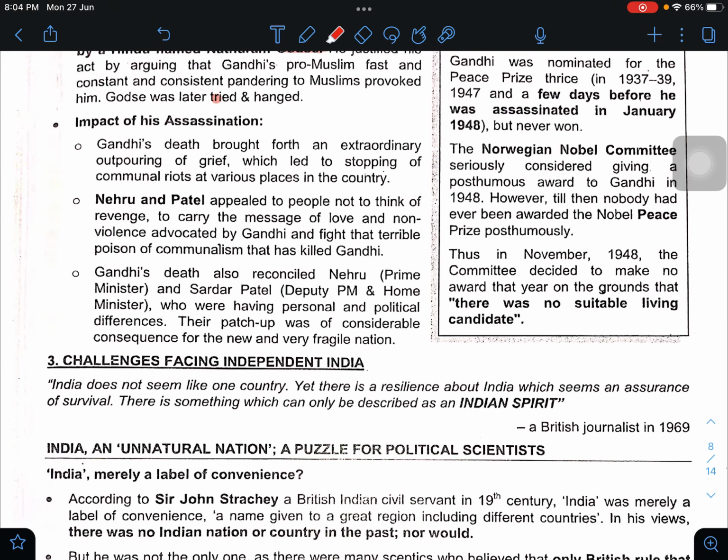Gandhi's death also reconciled Nehru and Sardar Patel, who were having personal and political differences. They were also doing some shadow boxing. Their patch-up was of considerable consequence for the new and fragile nation.